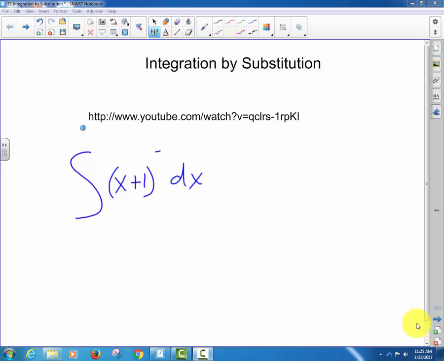Well, that's easy enough when it's squared. But what if it's a higher power? What if it's something like (x+1) to the 5th? Could we still do that? Yes, we could pull out our binomial theorem and do our Pascal's triangle and figure out what it is and make it into 6 terms. But there's a much easier way to do that, and it's called integration by substitution.